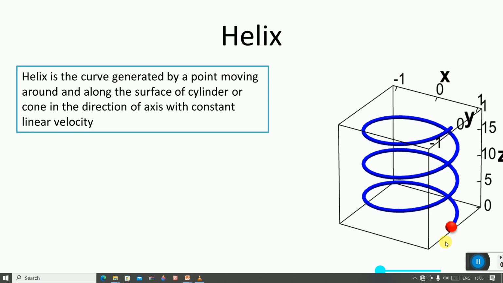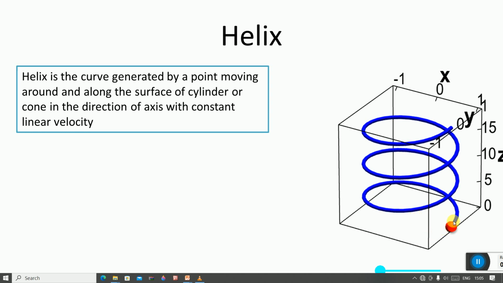Good morning everyone. In this lecture we will learn how to draw the helix curve. So what is the definition of helix curve? Helix is the curve which is generated by the point moving around and along the surface of a cylinder or a cone in the direction of axis with constant linear velocity. Okay, so here in the animation you can see how the helix curve is generated.